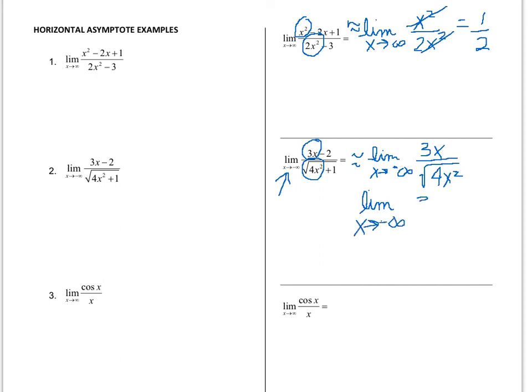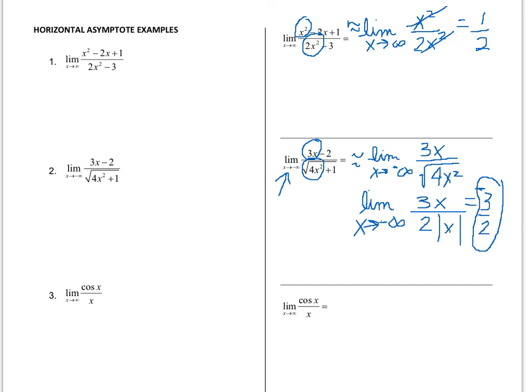So this would look something like this. 3x, the square root of 4 just becomes a 2, and then the square root of x squared would be an absolute value of x. Now, as we look at this, we have a 3 over 2, that much is guaranteed. And we've got x over x, and those would technically cancel. However, the x in the numerator will be negative. The x in the denominator will always be positive, so we're going to account for that by putting a negative. So this is going to be a negative 3/2 limit.